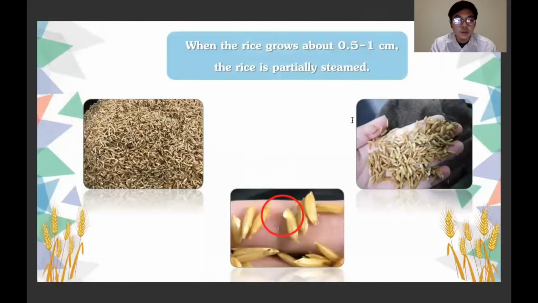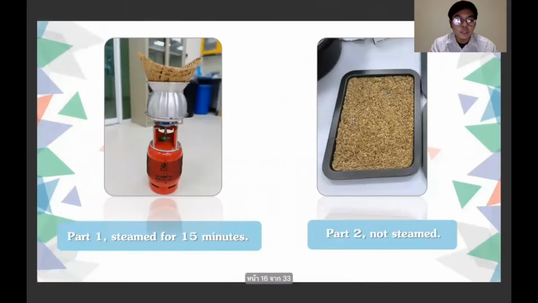After that, we obtain the germinated paddy, whose root, as shown in the picture, is about 0.5 to 1 centimeters. After that, this germinated paddy was divided into two parts. In the first part, the germinated paddy was steamed, which we call parboiled, for 15 minutes. In the second part, the sample was not parboiled.